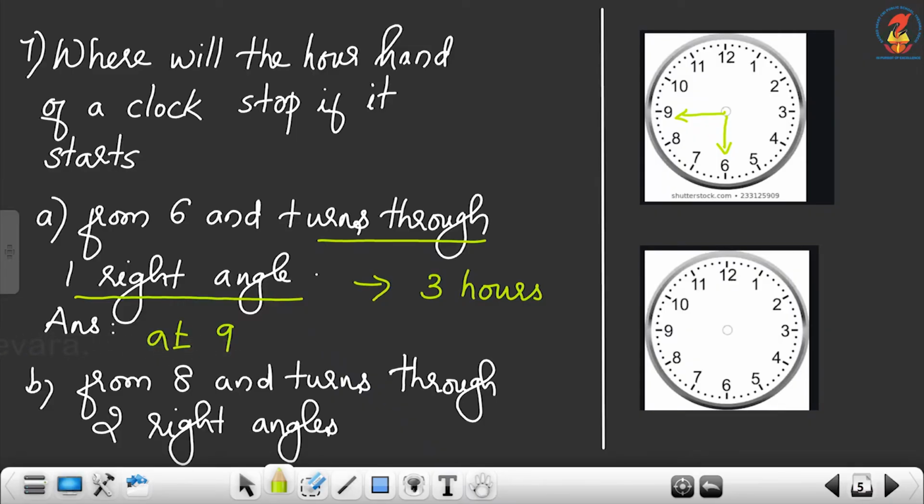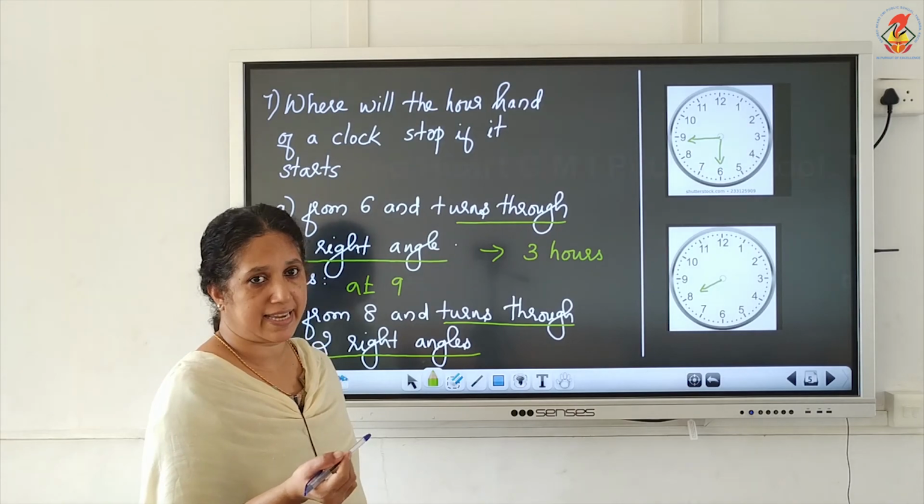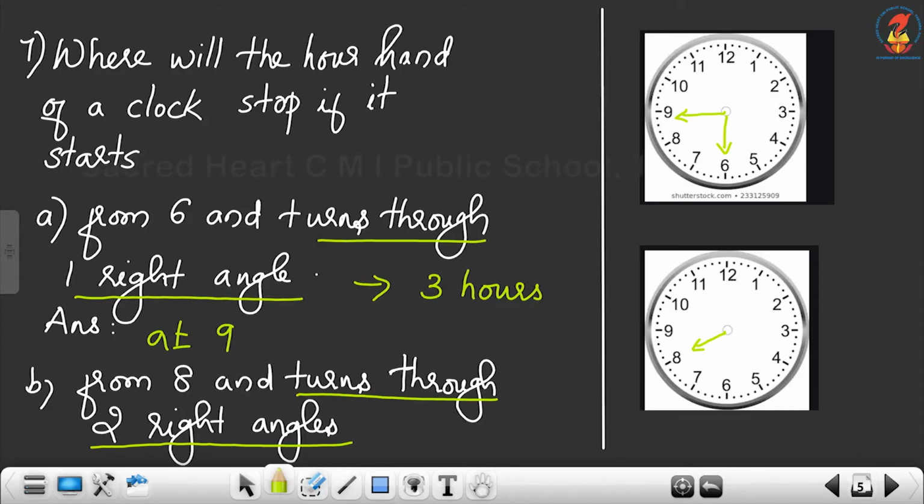Now, second one: from 8 and turns through 2 right angles. So you have to start from 8 and turn through 2 right angles. Turning through 2 right angles means the angle turned will be a straight angle. So we can draw the position of the hour hand opposite to 8. So where will it reach? It will reach 2.